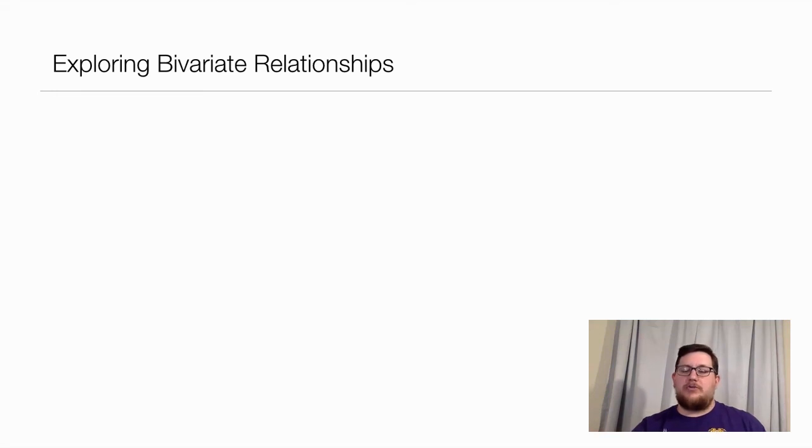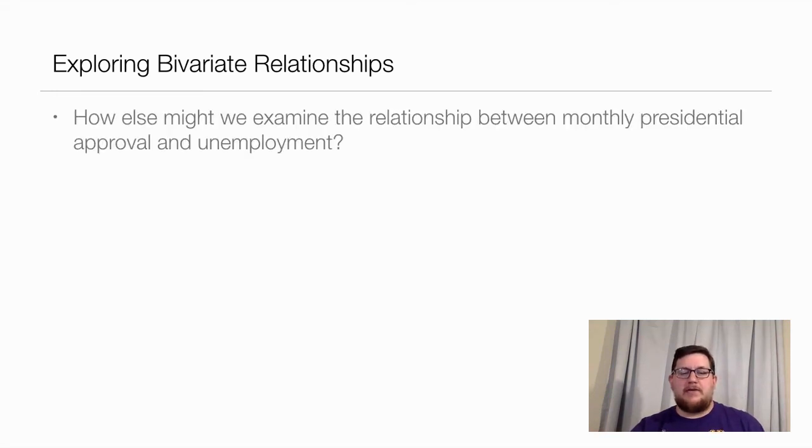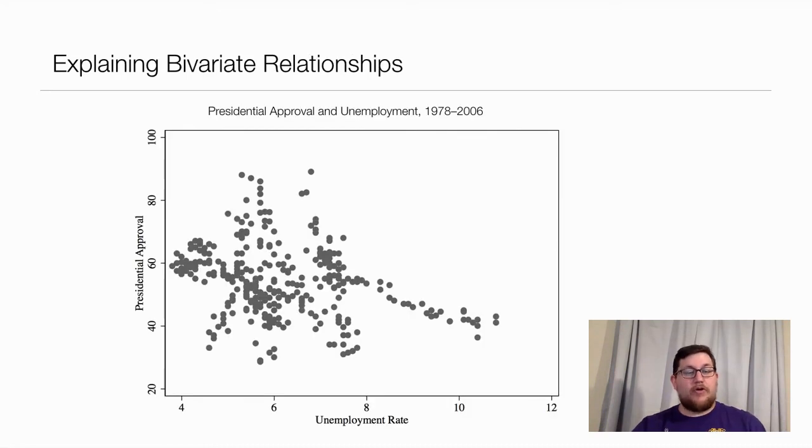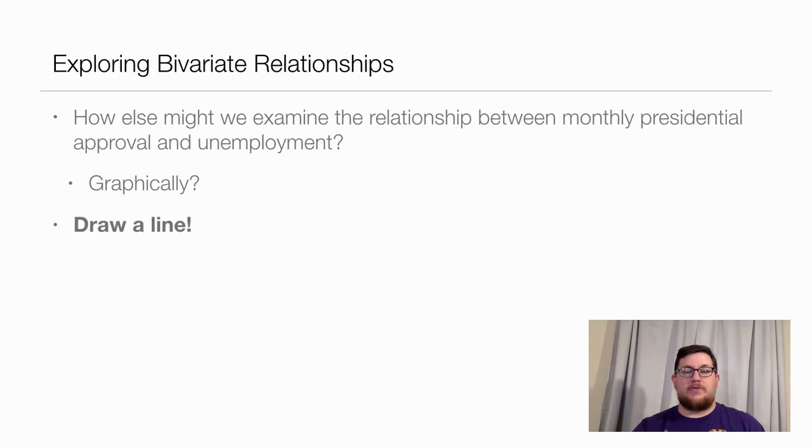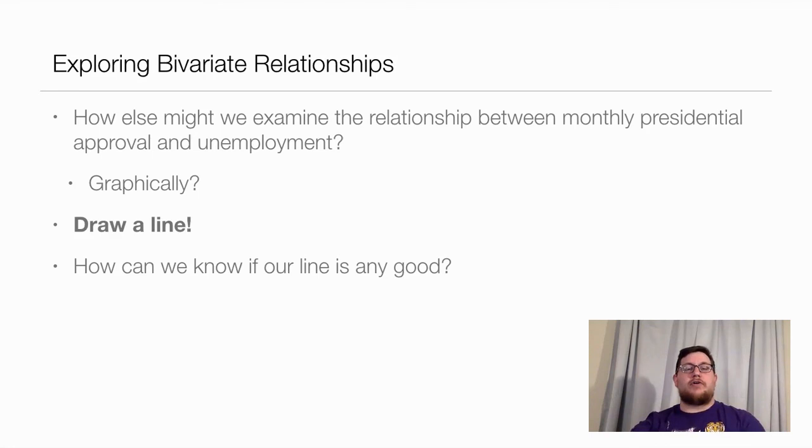Now, diving a little bit deeper before we wrap up today, how else might we examine the relationship between monthly presidential approval and unemployment? Well, graphically, how could we do it? We've already done it. Draw a line. That's what we call a best fit line, in fact, as we'll see. You draw that line. Now, how do we know if our line's any good? How do we know if that is the best fitting line?